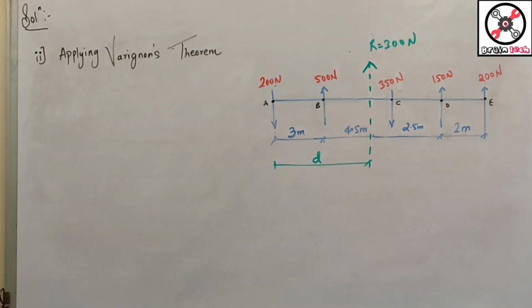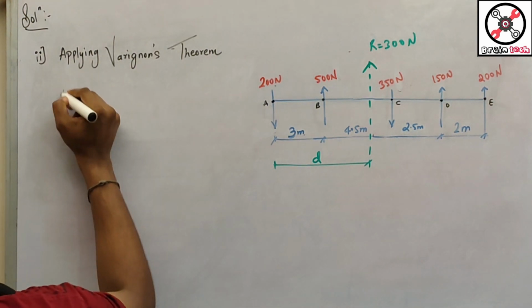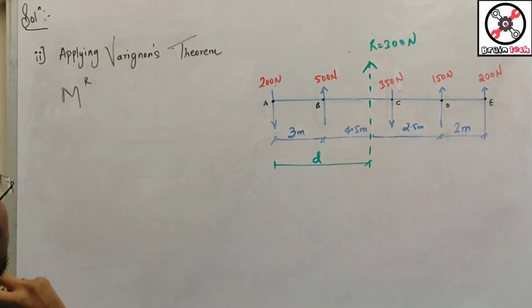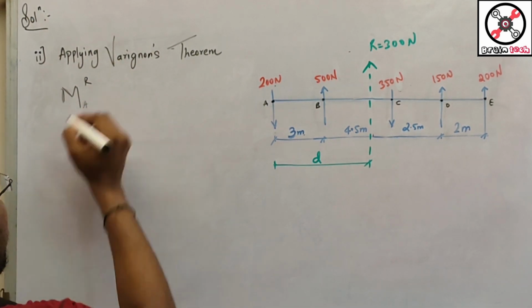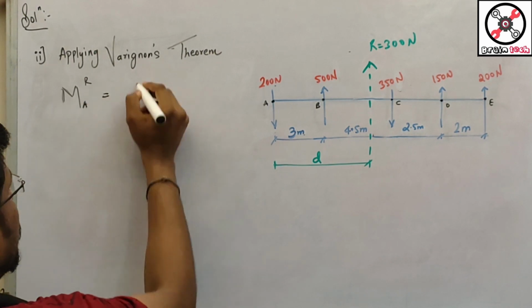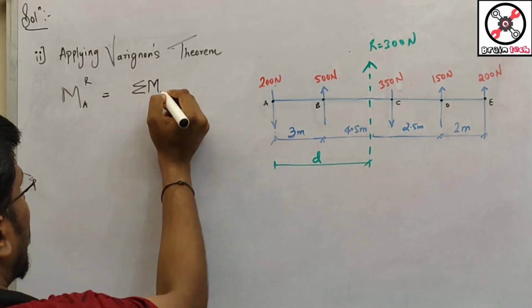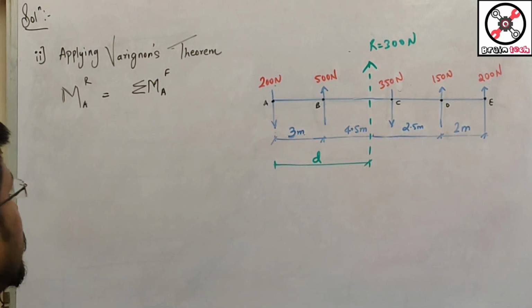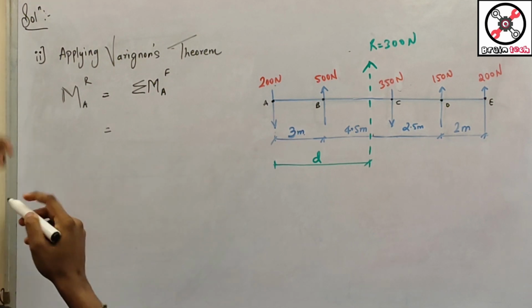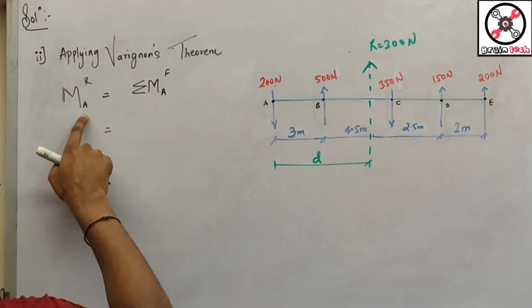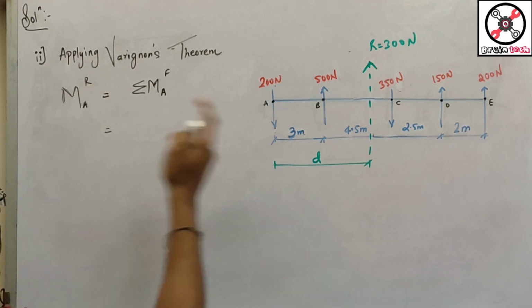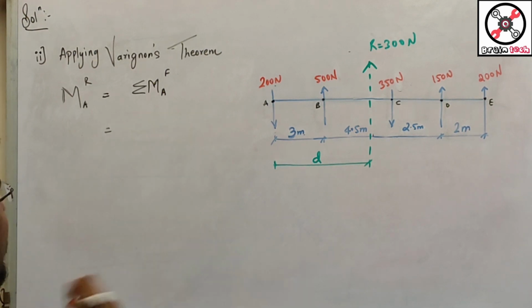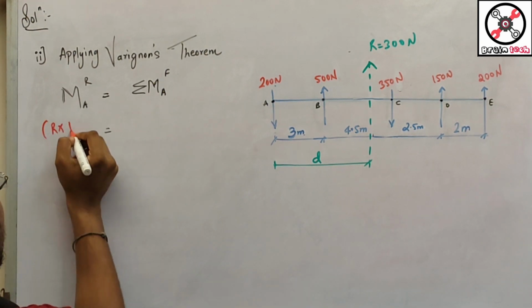Now Varignon's theorem says that the moment of the resultant about the reference point, that is A, is equal to the sum of moments about A for all the remaining forces. Which means the moment about A for the resultant will come here, and all the remaining forces will come on the right-hand side. So I'll say here it is R into D.